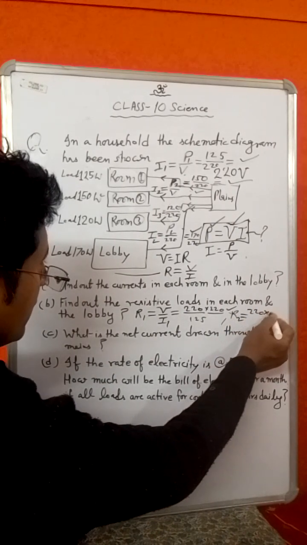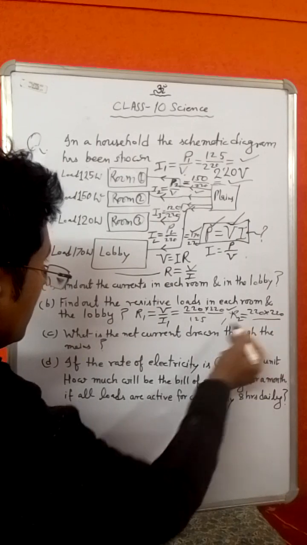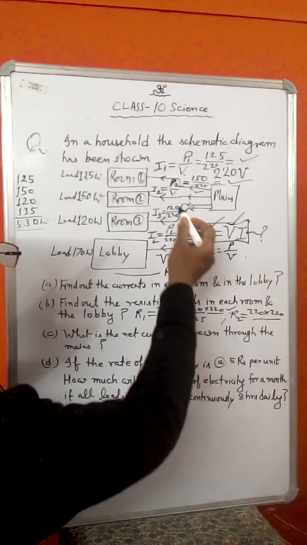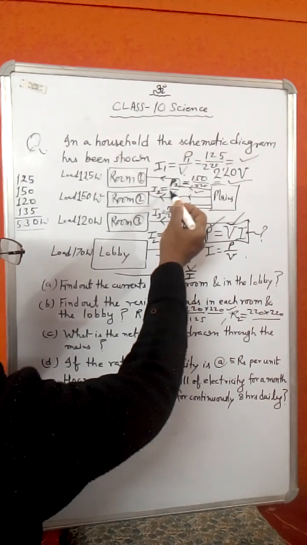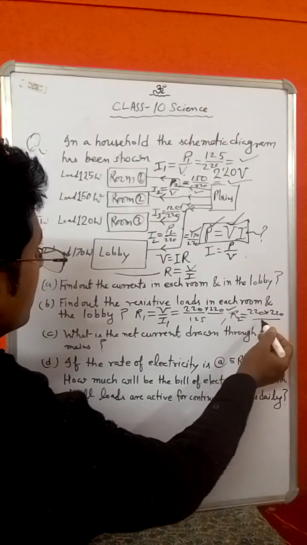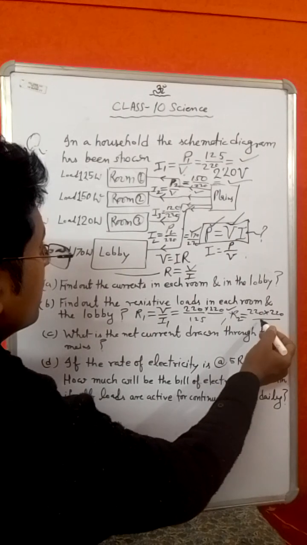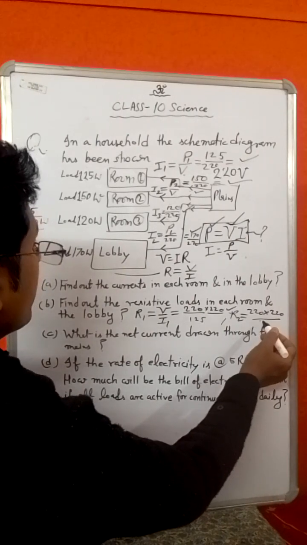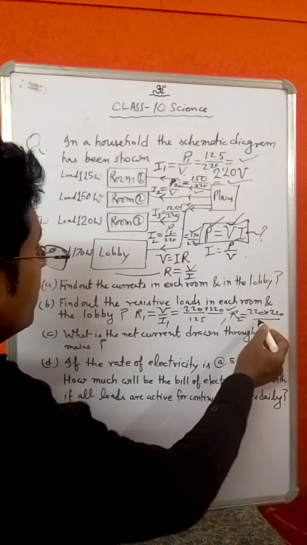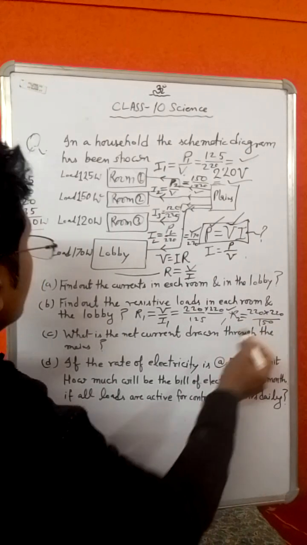Again 220 into 220 upon, what is the value of I1? Sorry, what is the value of I2? I2 is again P2 upon V. So we can find out 150, right?